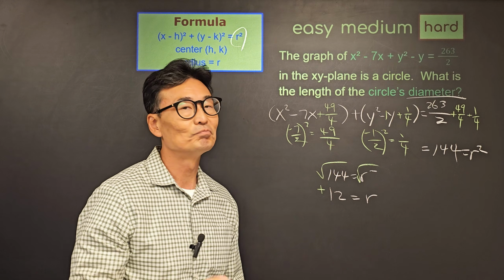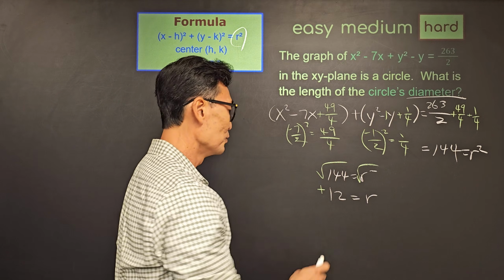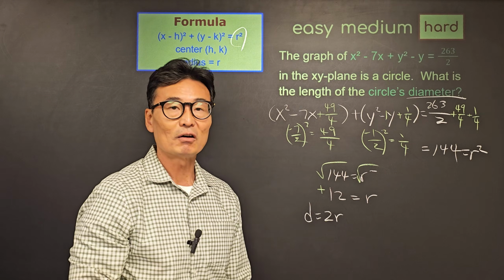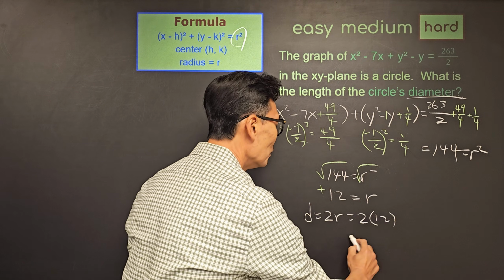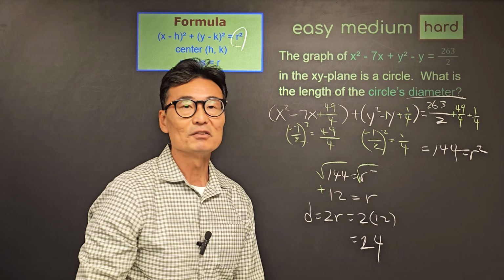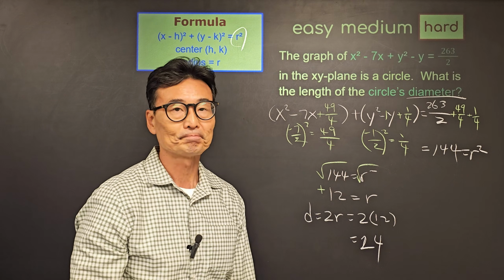Is that the answer? No, we need to do one more step, don't we? We want the diameter. So diameter is going to be 2 times r, or 2 times the radius, which is 2 times 12, or 24. That is going to be our final answer, or the diameter of that circle.